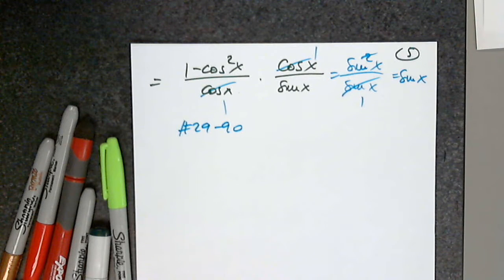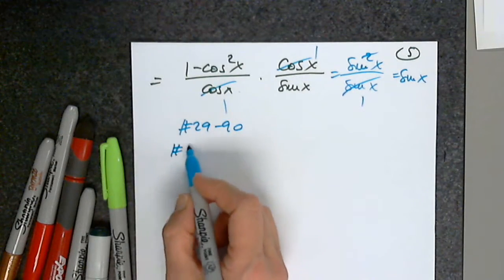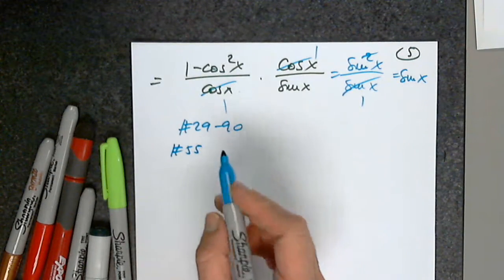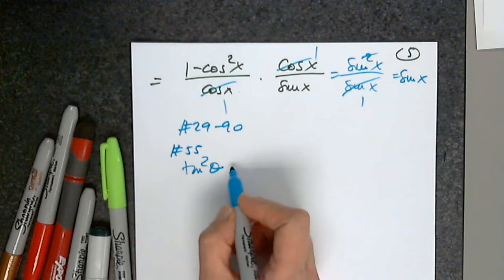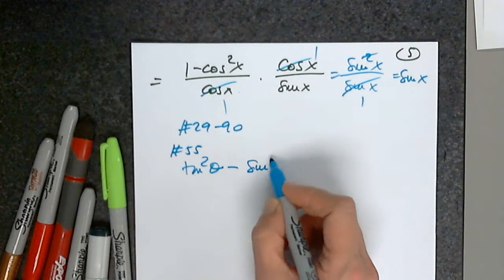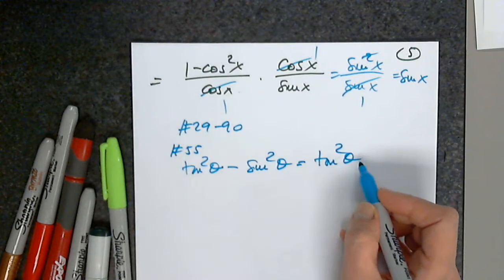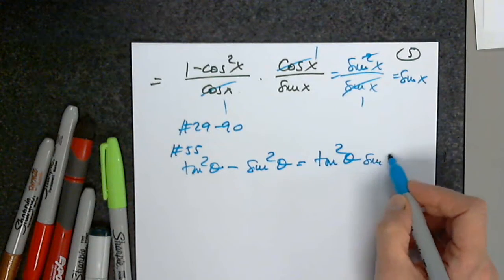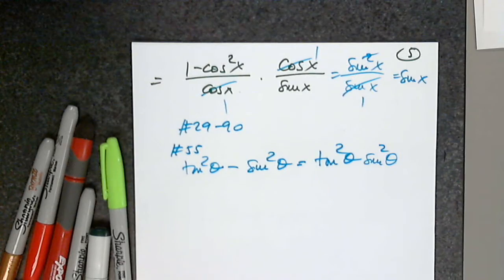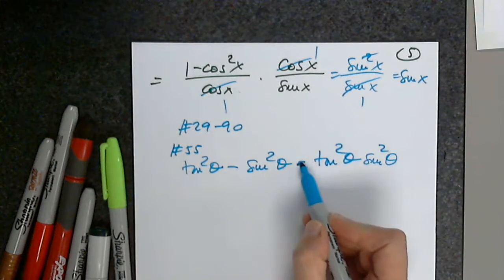I would like to start with what caught my eye, 55. I don't know why. You choose the next, please. So tangent squared theta minus sine squared equals tangent squared times sine squared. Maybe the symmetry or something caught my eye. Okay.